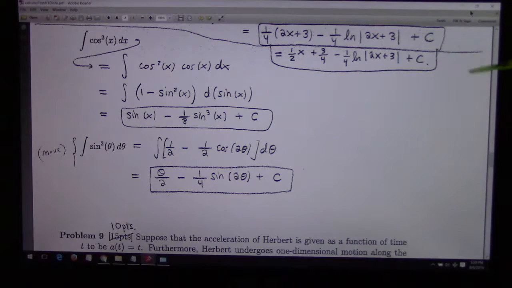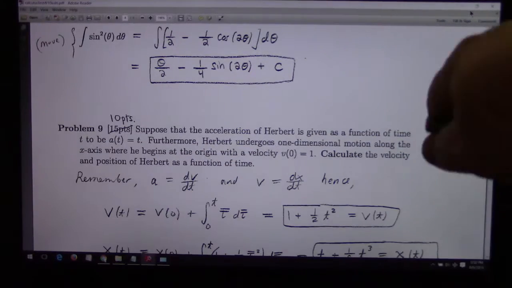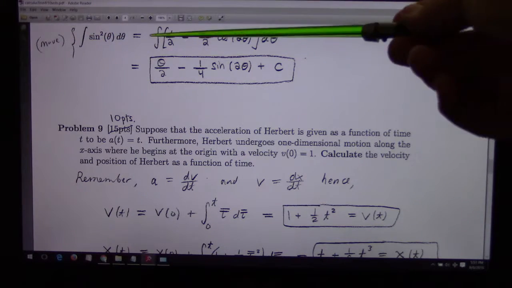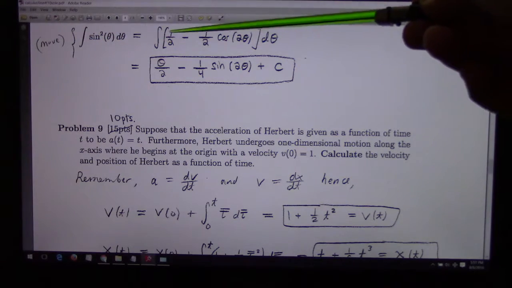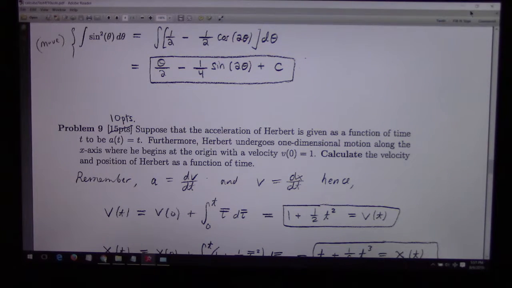I used an implicit substitution there. u was equal to sine x, if you want me to be explicit. I must have moved that in the test, that's supposed to, I don't know. Anyway, it's still worth talking about. Integral of sine squared, of course, is 1/2 minus 1/2 cosine 2 theta, and you integrate to get theta over 2 minus 1/4 sine of 2 theta. Don't forget your plus a constant.